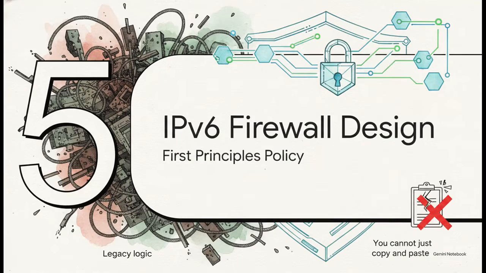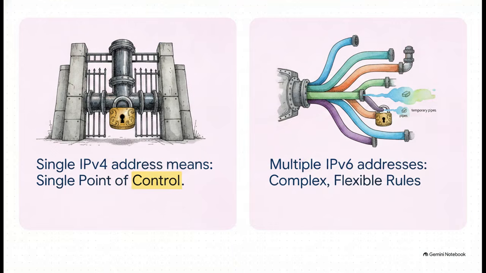Section 5. IPv6 Firewall Design. This harsh realization brings us to building IPv6 firewall designs from absolute first principles, because you cannot just copy and paste your legacy logic here. There is a massive architectural shift you have to make. In the IPv4 world, we operated under the single address assumption, one IP per interface giving us a nice single point of policy control. But in IPv6, you're dealing with a multiple address reality.